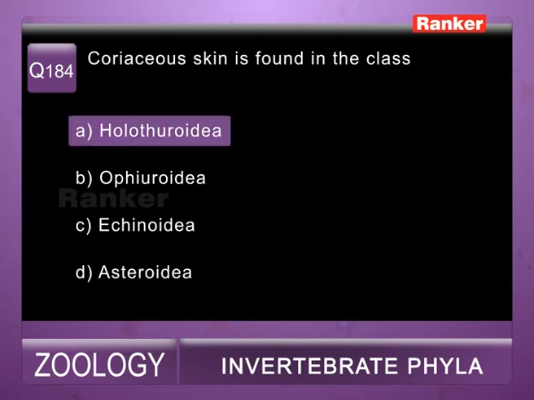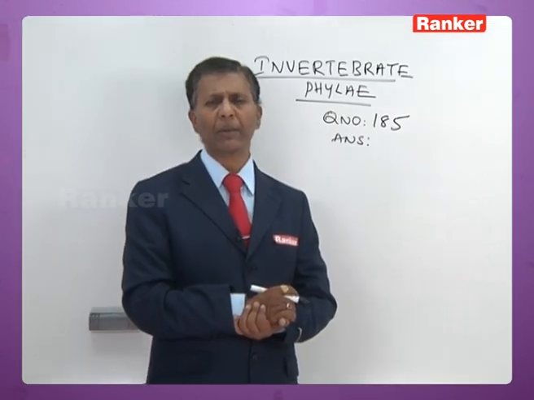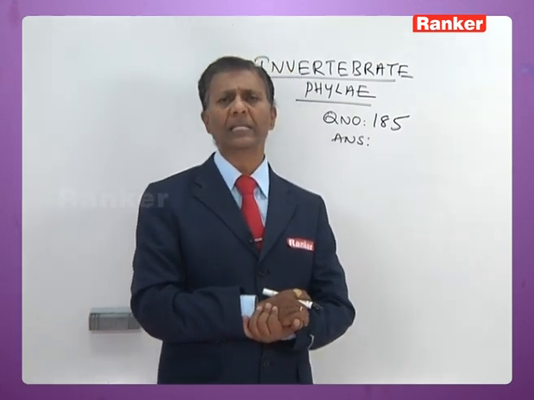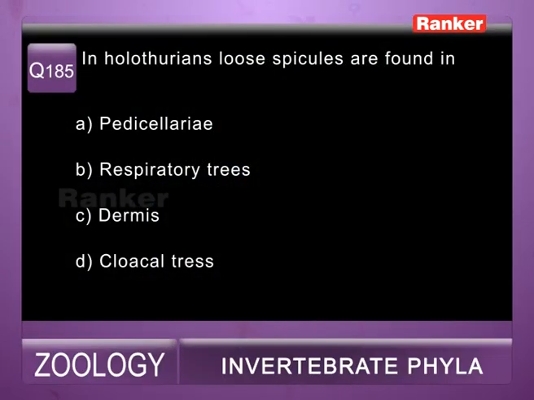Holothuridia. Now 185 question here now, in Holothuridians, loose spicules are found in A. Pedicellariae, B. Respiratory trees, C. Dermis, D. Cloacal trees. Now those spicules, as I made a mention earlier, wheel spicules and axial spicules are embedded in the dermis. So 185 question, correct answer is C. Dermis.